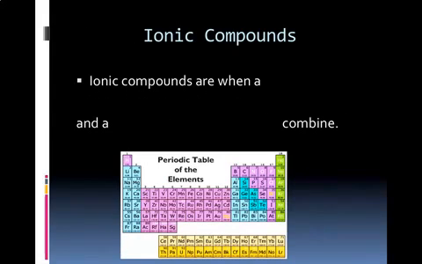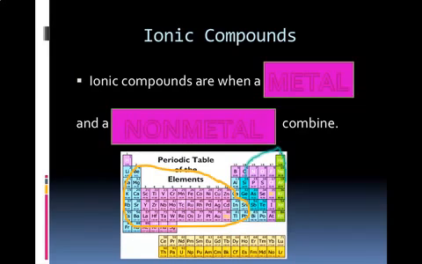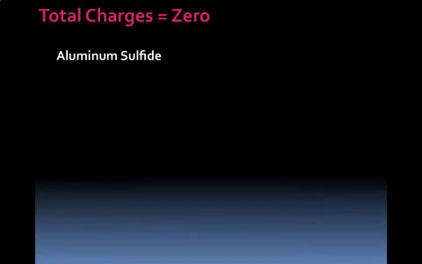So ionic compounds are when a metal, which is on the left side of the staircase, and a non-metal, which is on the right side of the staircase, combine. The total charges have to equal 0, so you're taking a positive and putting it with a negative. So I'm going to show you an example here with aluminum sulfide.